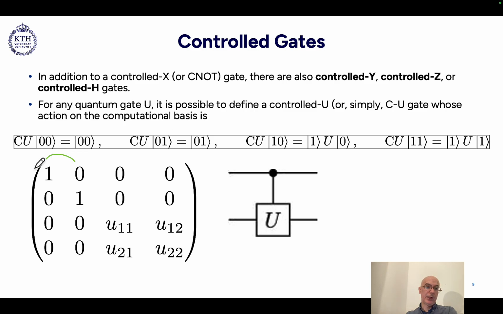If we have our control on the first qubit and the target on the second qubit, that means we apply the U gate only when the control qubit is equal to 1. And what is the U gate? Well, it can be expressed in a matrix formulation whose values are defined as follows. So this is just a generalization.